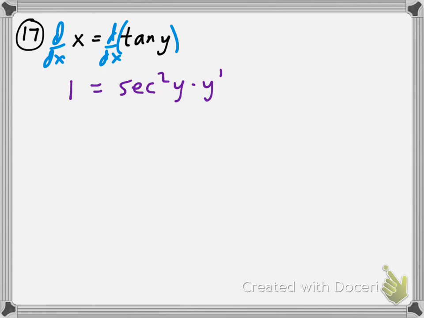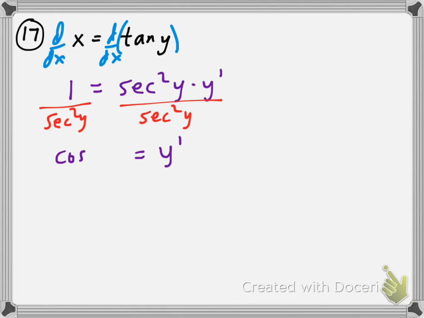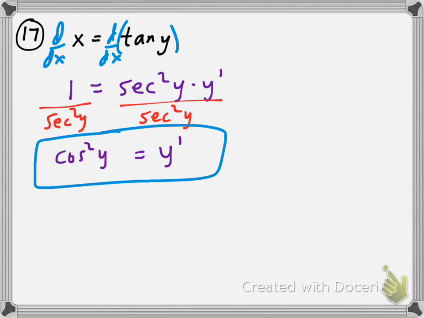And then if we divide both sides by the secant squared of y, we can leave it as 1 over secant squared of y, or if we want to, we can write it as y prime equals the cosine squared of y. Either one is totally fine. That's it. That's number 17.